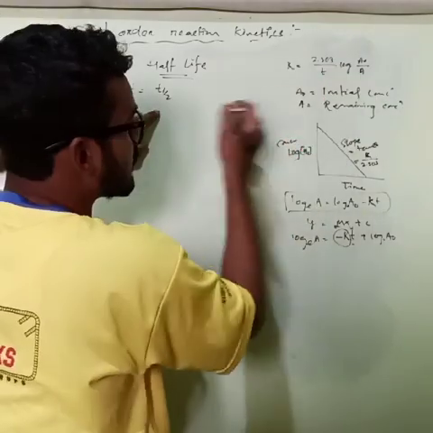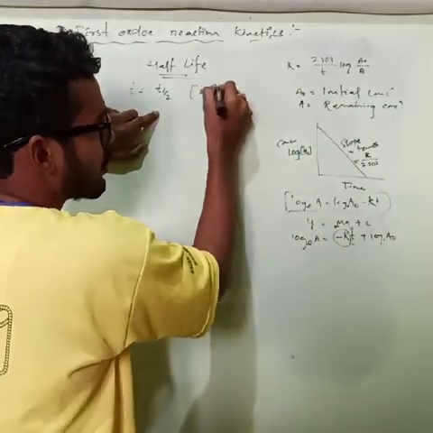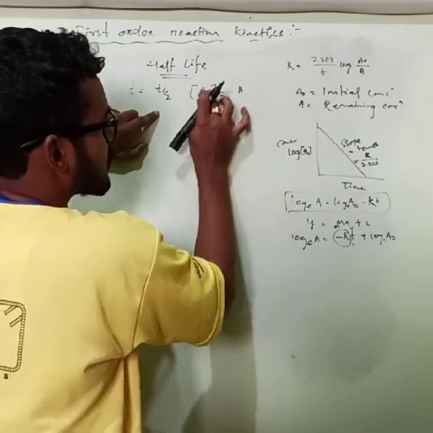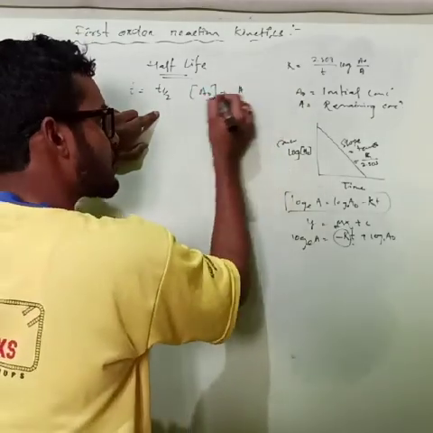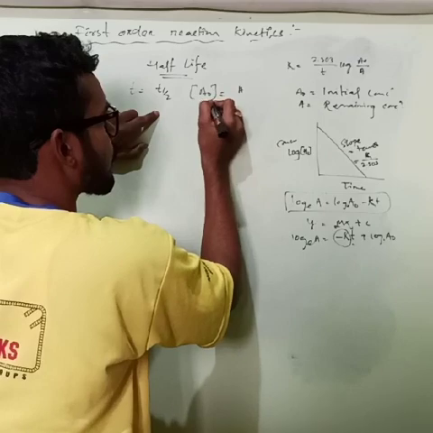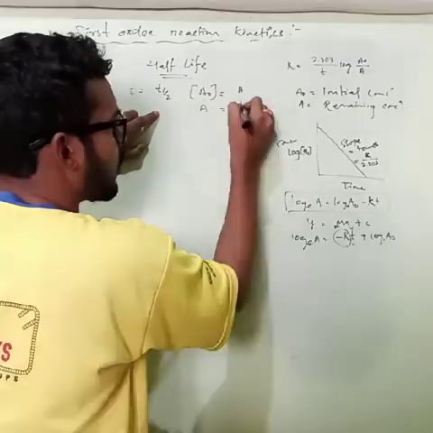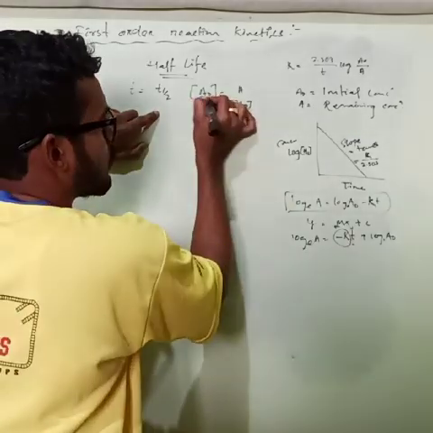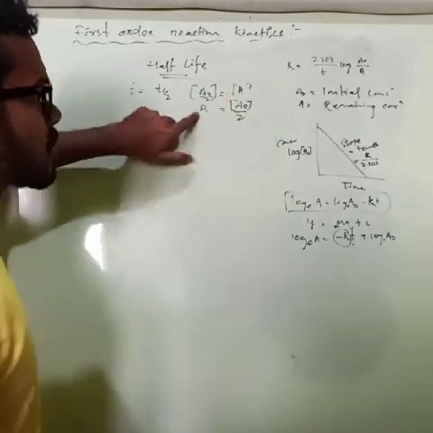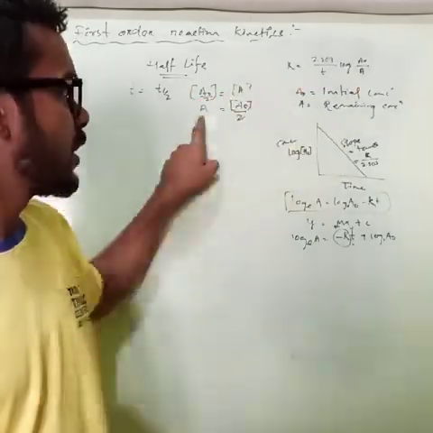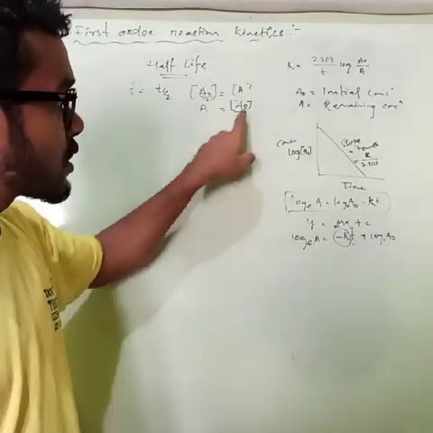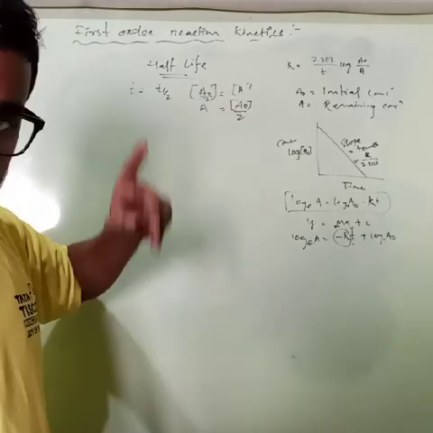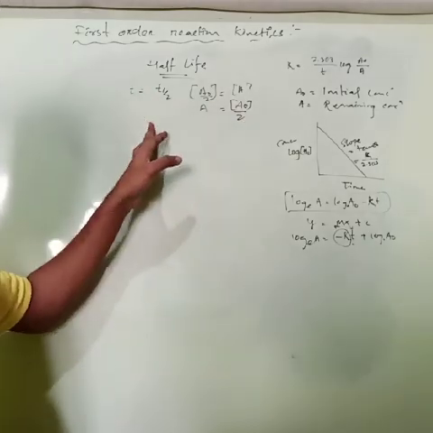And what will be the initial concentration? That is a naught, initially 100. So a must be a naught by 2. Yes or no? The remaining a must be a naught by 2, that is half of the initial concentration, and this is the t half.